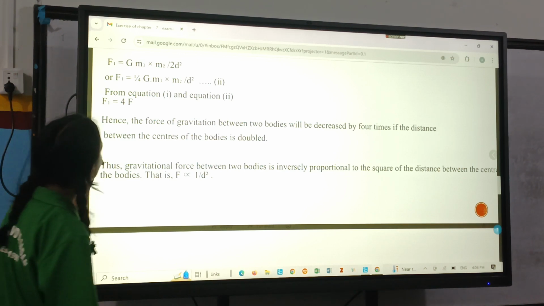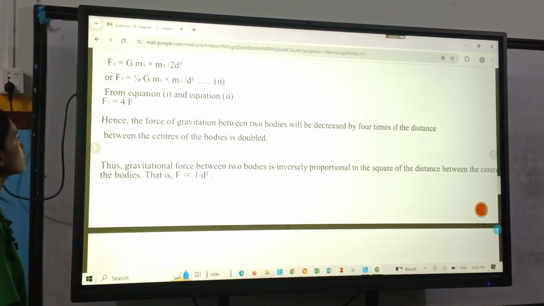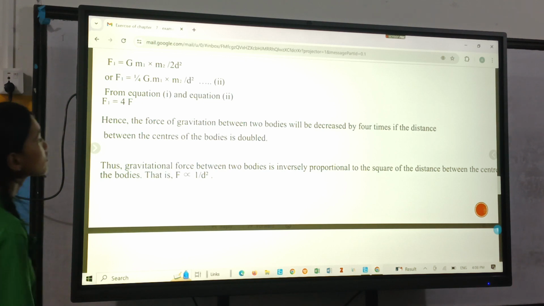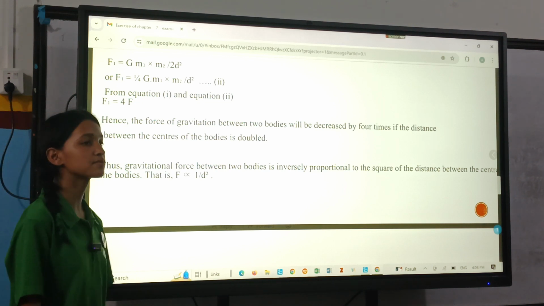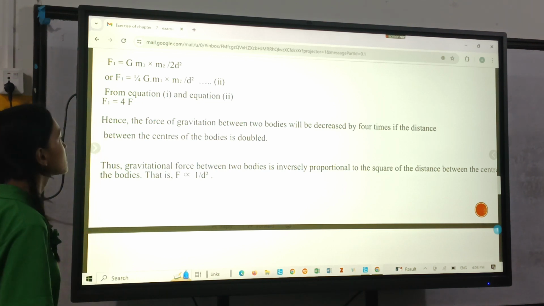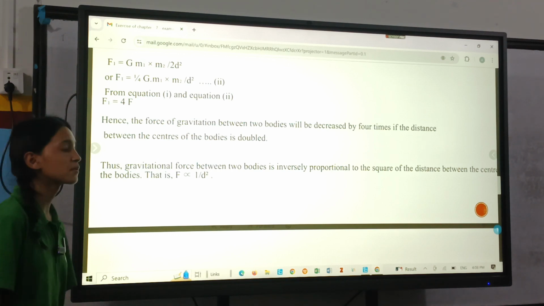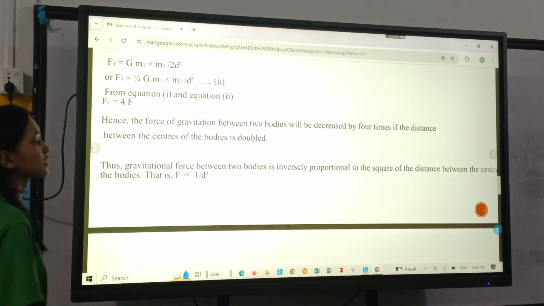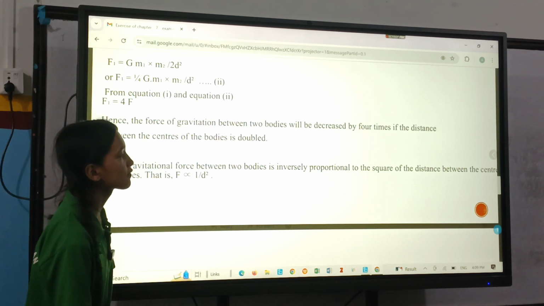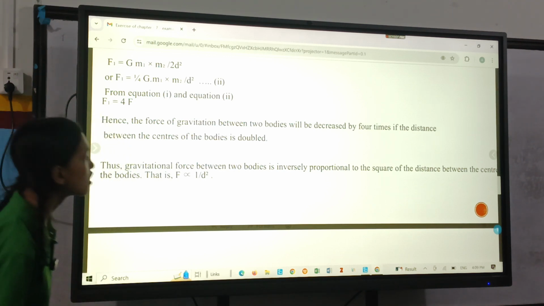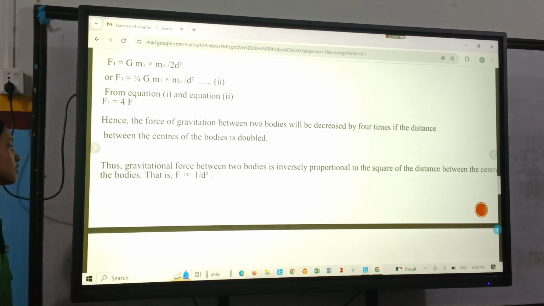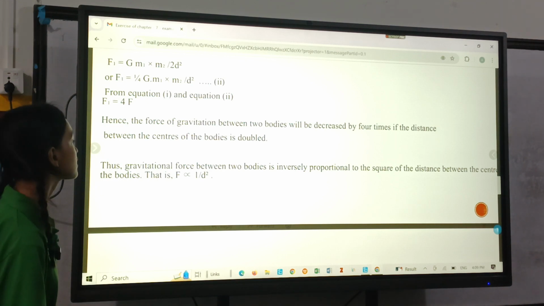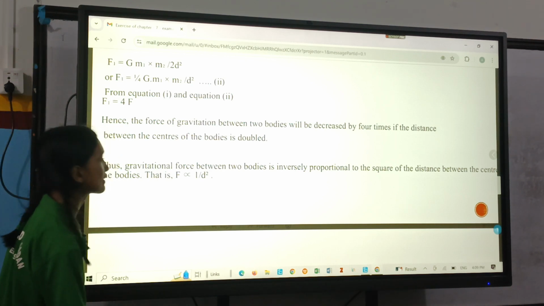This is equation 2. From equation 1 and equation 2, F1 is equal to F by 4. Hence, the force of gravitation between two bodies will be decreased by 4 times when the distance between the centers of the bodies is doubled. Thus, gravitational force between two bodies is inversely proportional to the square of the distance between the centers of the bodies. That is, F is proportional to 1 by d square.